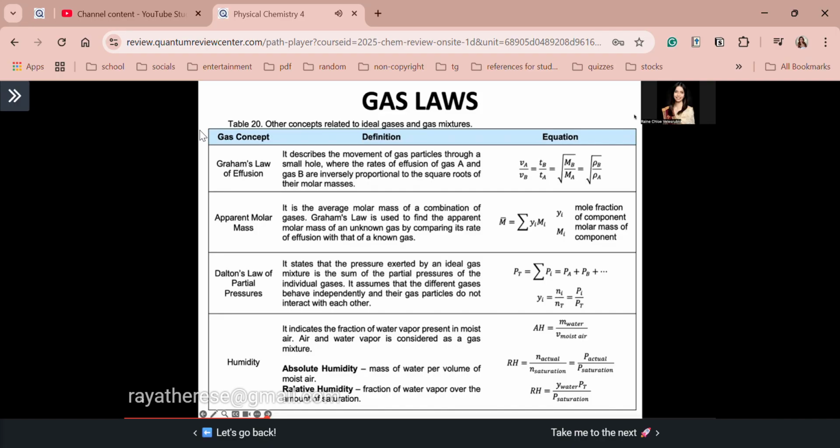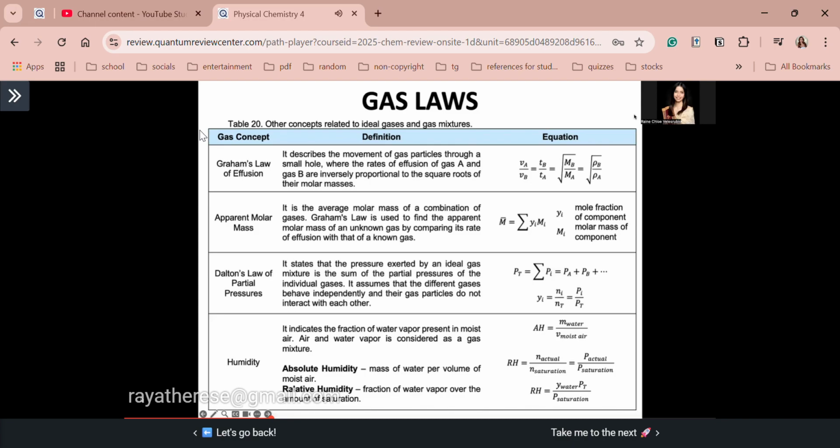gas mixture. And then next we have Dalton's law of partial pressures. So it states that the pressure exerted by an ideal gas mixture, that is PT, the pressure exerted by your mixture, is just the sum of the partial pressures of the individual gases which make up your gas mixture. So PT is equal to the summation of the partial pressures of the individual gases. So if you have, for example, two gas components, then we sum up the partial pressure of gas A plus the partial pressure of gas B.